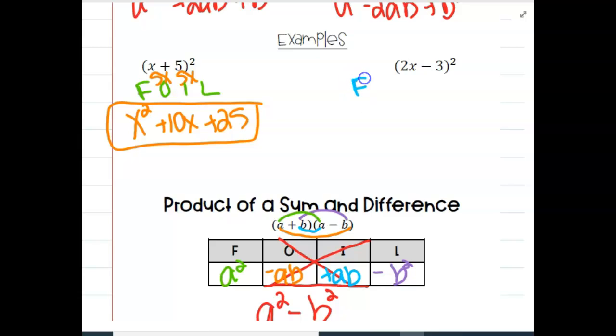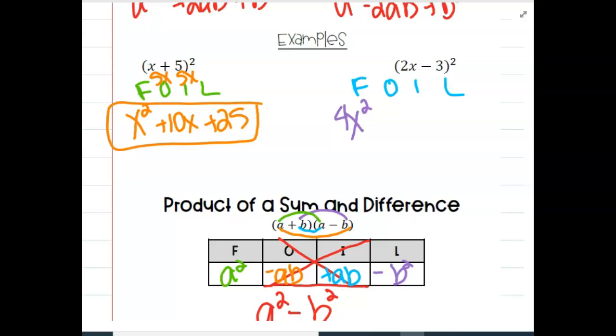Okay, let's try this one. Once again, we're not going to actually FOIL it out, but if you like seeing the FOIL, I will allow you to do that. Okay? Now, the F and the L are usually pretty easy. The first term in both sets of parentheses is going to be 2x minus 3 times 2x minus 3. To find the F, we take 2x times 2x, which is 4x squared.